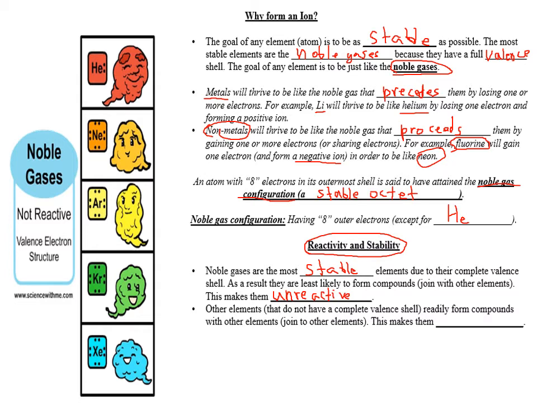Whereas other elements that don't have a full valence shell want to try to gain or lose electrons. They're doing that by reacting. They're reacting with other elements to take their electrons away, or they're giving their electrons to other elements, so that makes them reactive. So anything that doesn't have a full valence shell is going to be more reactive than something that does have a full valence shell in terms of hunting or giving away electrons.